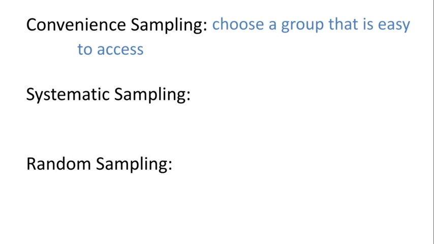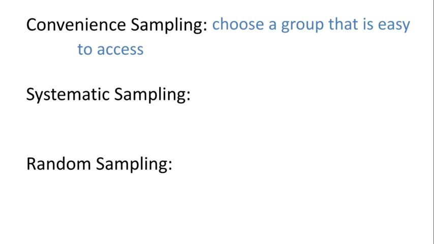Convenience sampling is the easiest. It's where you choose a group that is easy to access. Just because it's the easiest, though, doesn't mean it's the best. Because I'm picking only one group that is easy, I might have bias in my sample.